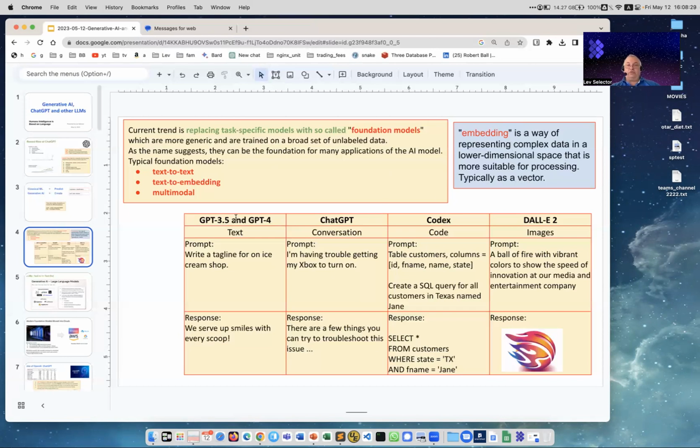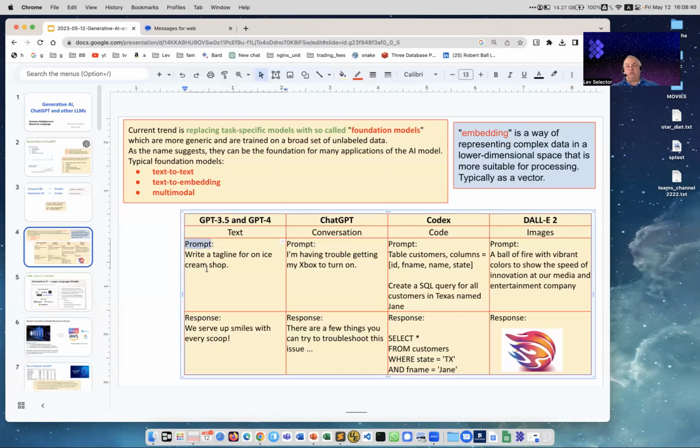So here are some models: GPT-3 and 4, ChatGPT, Codex to write code, and DALL-E 2 to create images. So you give it a prompt, like here, for example, and you get the response. Here for code, you give a prompt, and it gives you a select statement. And here you give a prompt to create an image, and it creates an image.